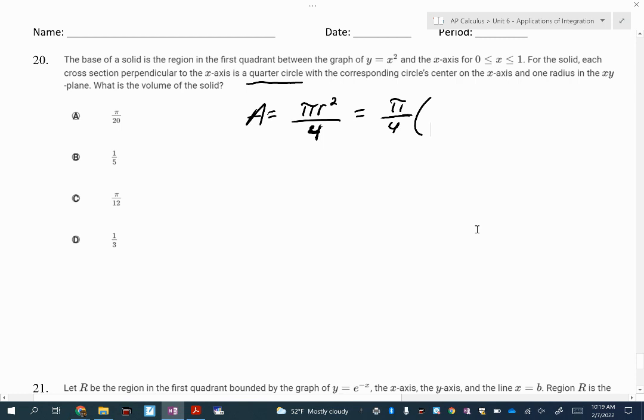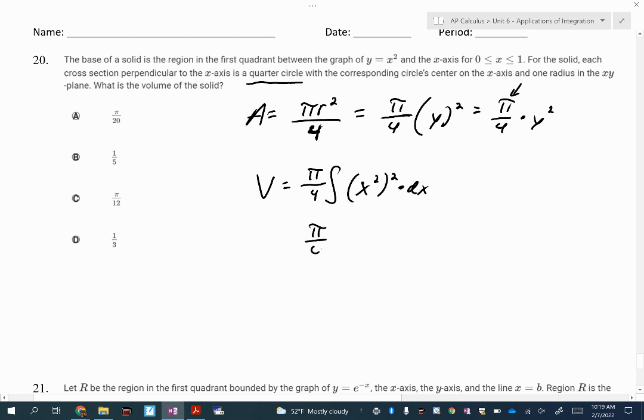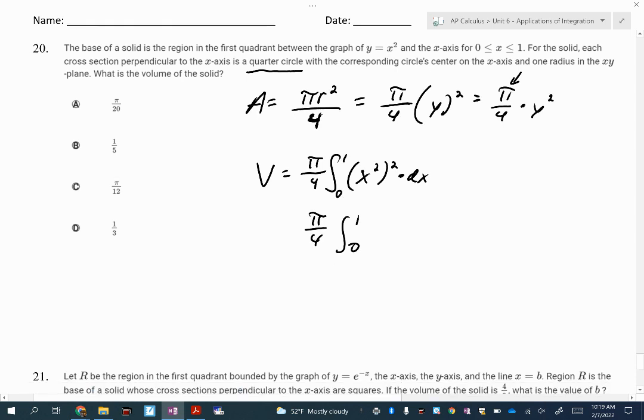So I'm plugging in y for my radius squared. So that's going to end up being pi over 4 times y squared. So when I do my integral to find the volume, I put my constant, pi over 4, out front, times my function squared, which is x squared squared, times dx. So that's pi over 4 times the integral from 0 to 1 of x to the 4th power dx.